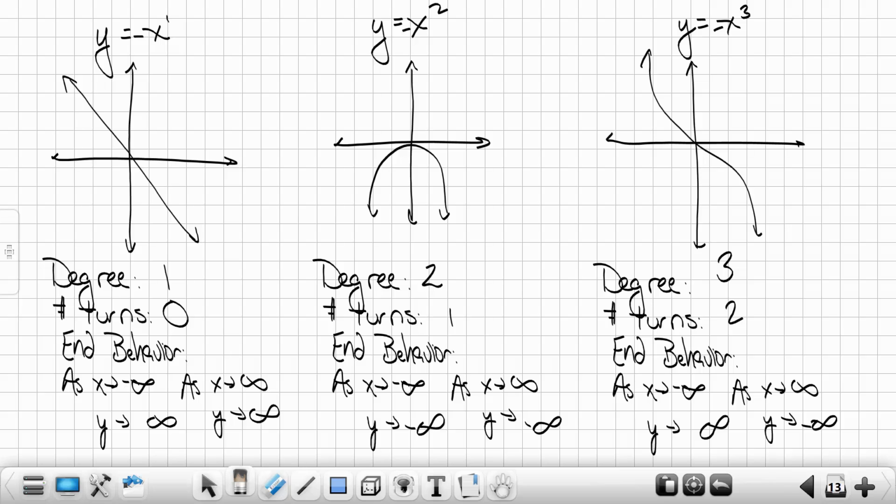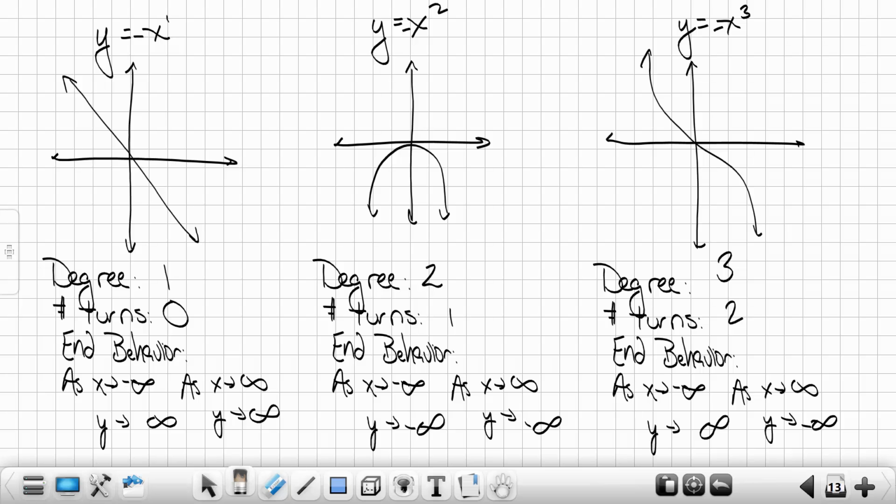All right. Give you enough time. Zip it. Sione is correct. Each of these are just flipped vertically. So the first one, instead of going from low to high, goes from high to low. The parabola is now upside down, and the cubic also, instead of going from low to high, goes from high to low. The degrees are all the same. The number of turns are the same. Those didn't change. And then the end behaviors just swapped. They're opposite of what they were.